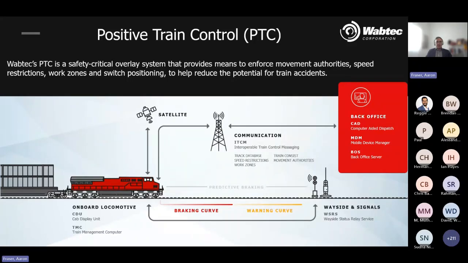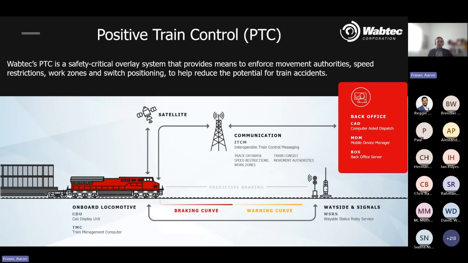Looking at Wabtec's PTC in a little bit more detail. So as I mentioned, it's a safety critical overlay system. So what exactly is PTC? Well, there are four major subsystems in Wabtec's PTC system: onboard, wayside, back office, and communications, which is via the interoperable train control messaging protocols, which is a standards-based system managed by the Association of American Railroads. And we'll talk about that when we talk about interoperability in a little bit more detail soon.